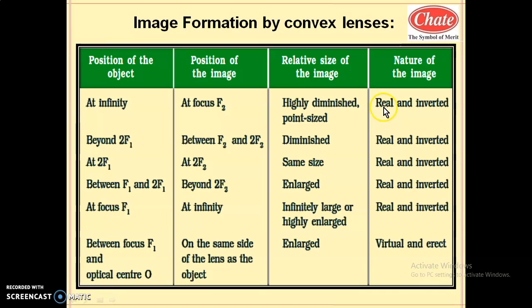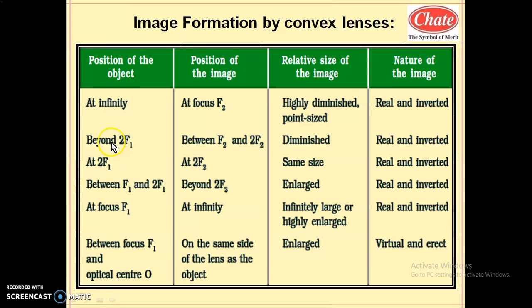So image form will be real and inverted, because this is the image obtained by the direct intersection of the refracted rays, not by the back rays. So it is a real and inverted image. If the image is obtained by the back rays, then it is called a virtual image. Here the image is obtained by the direct intersection of the refracted rays, hence it is called a real and inverted image.